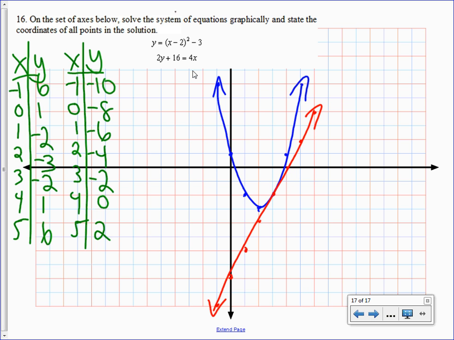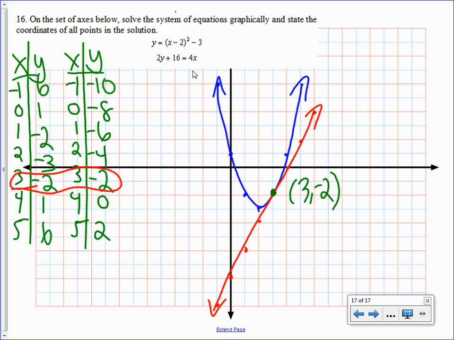We see that the point of intersection is right here. I can tell by the graph that it's 3, negative 2. And I can tell in the table it's 3, negative 2, like we did in an earlier problem, because that point is in both tables.